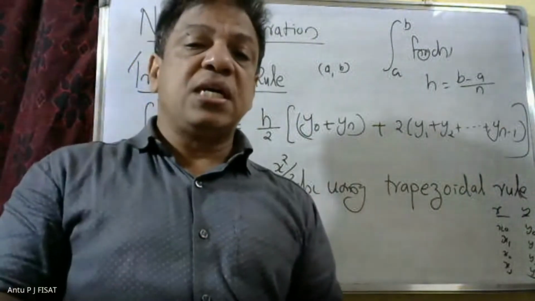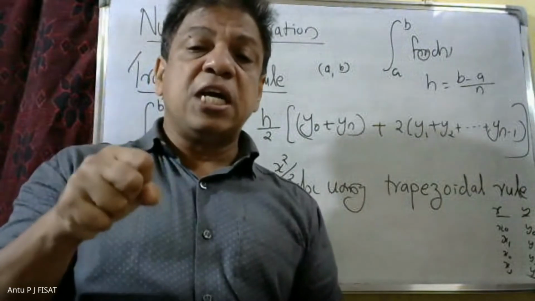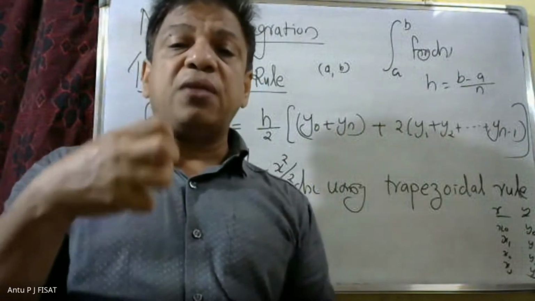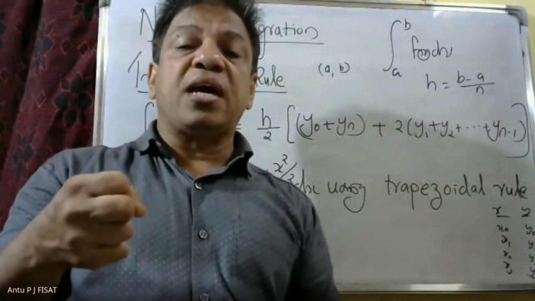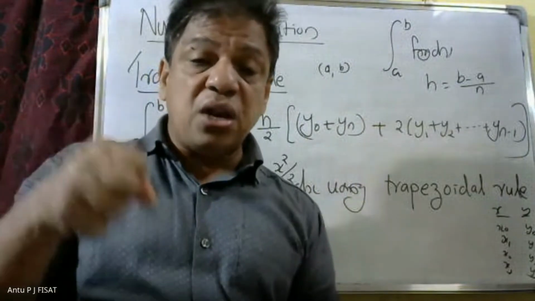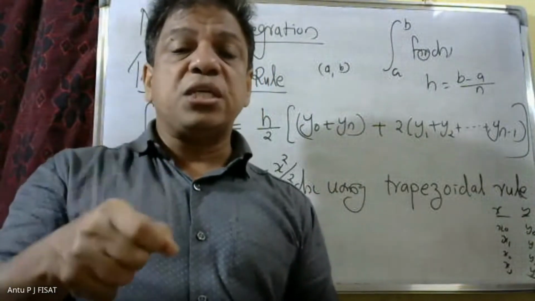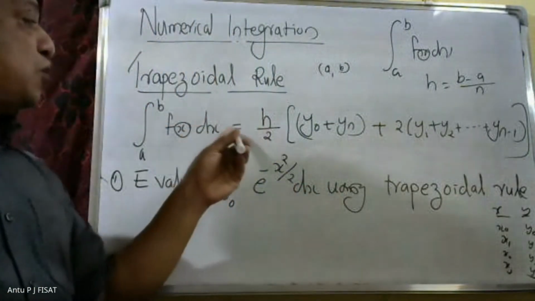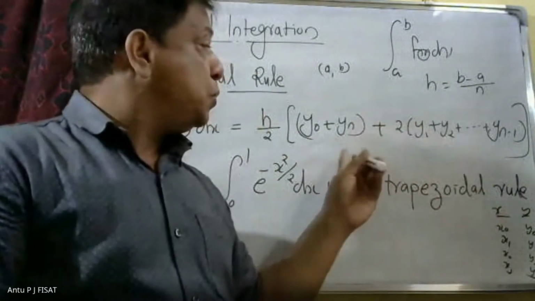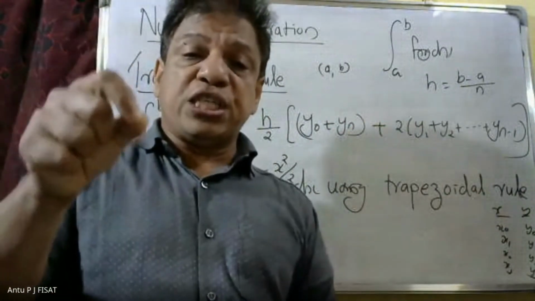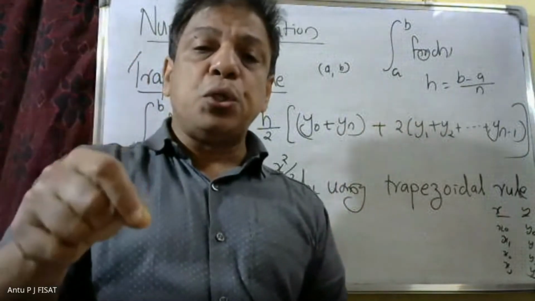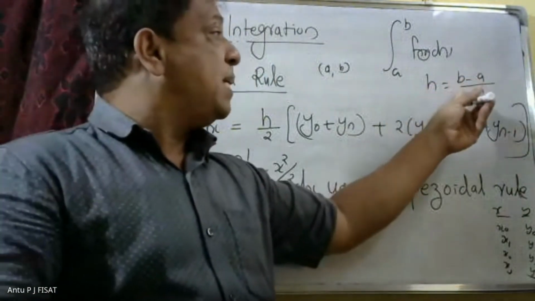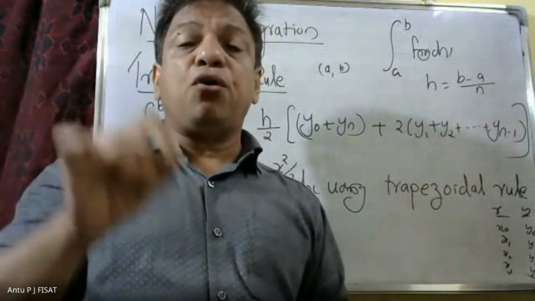This rule is known as the trapezoidal rule. Without using integration formulas, with only the numerical values, we can evaluate a function. The first rule is the trapezoidal rule. The trapezoidal rule says that integral a to b f of x dx is equal to h by 2 into y0 plus yn, that is first term plus last term, plus 2 into the remaining terms. To calculate h, the formula is b minus a by n, where n is the number of intervals.